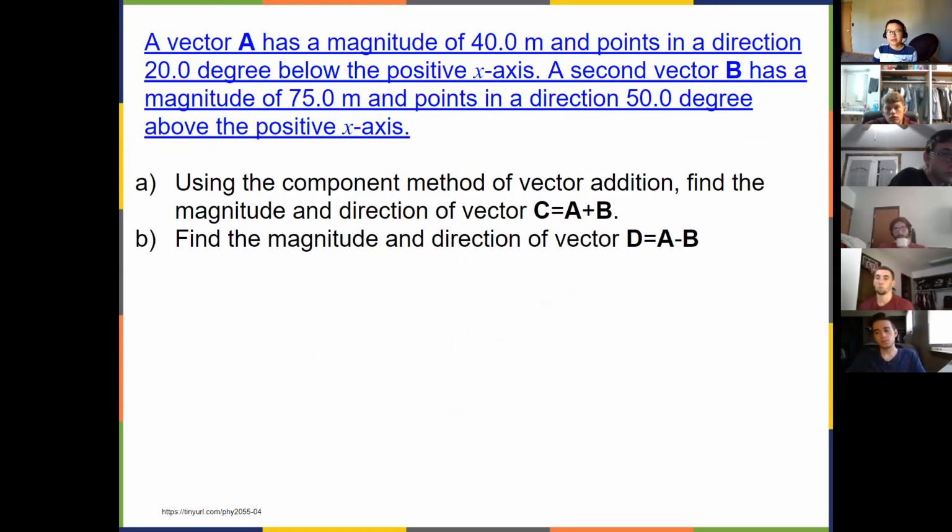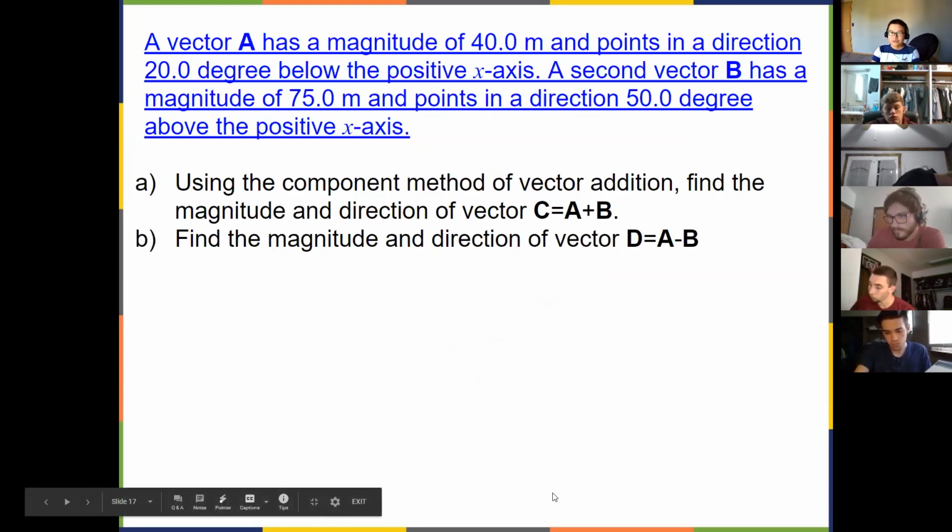Now let's take a look at one example here. I will go through part A on how to do the addition, and later, after we look at that, I will have you guys work on B to do the vector subtraction. So let's look at this part A first together.